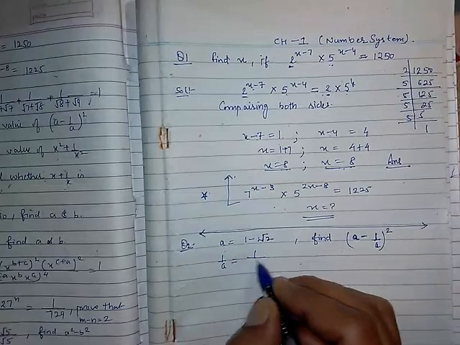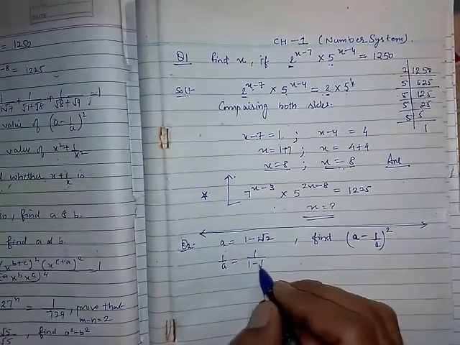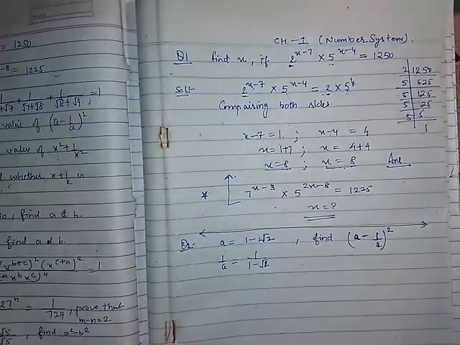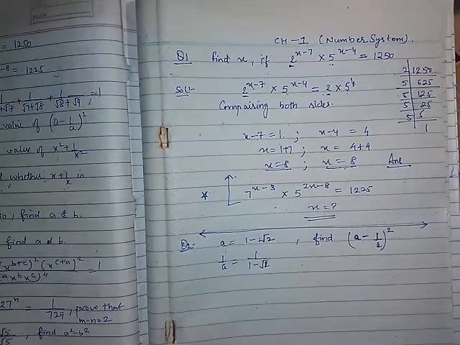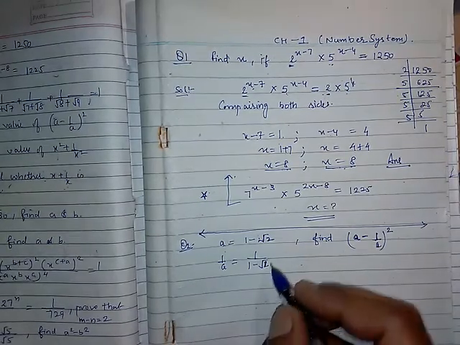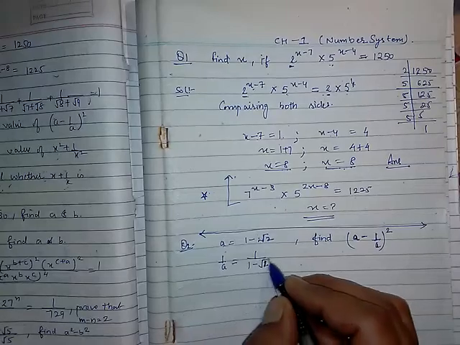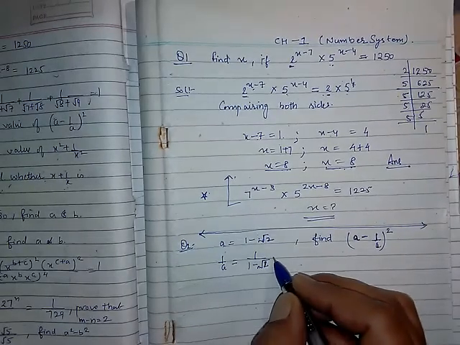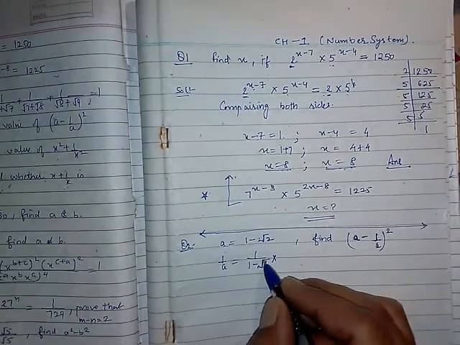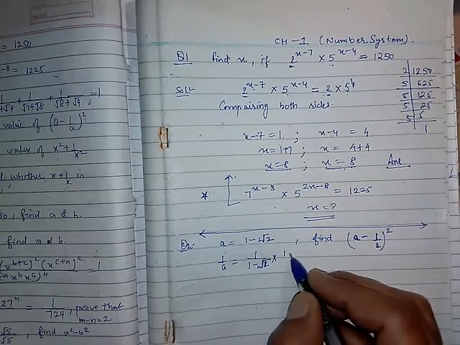1 upon a means 1 upon the value of a, which is 1 minus root 2. Now already when we were covering the basics from the NCERT, I told you that we don't want a square root in the denominator. So for removing the square root from the denominator, you need to rationalize it.